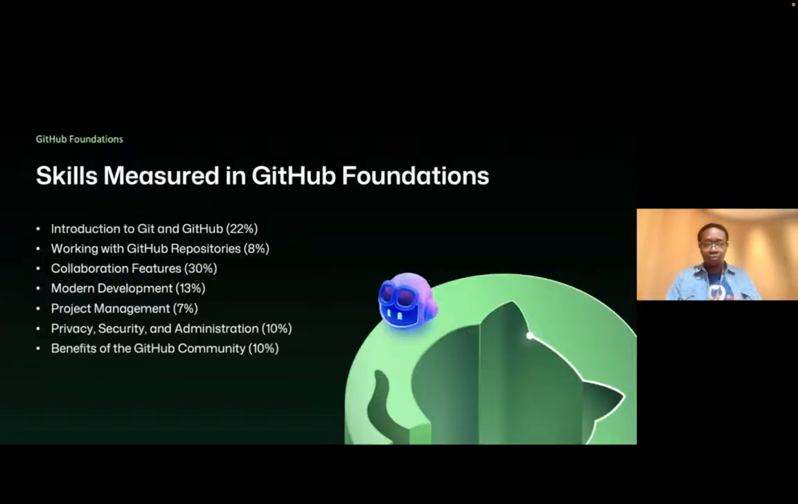Now, if we take a look at this very well, you will see that number 1 and number 3 together form about 52% of the entire score. So if you can do those two sections very well, you will likely ace the exam, right? So focus a lot on Git and GitHub, which takes about 22% of the entire mark, and collaboration features as well. This is really very important. So if you can ace those ones very well, and you get a little bit of some of the other ones, you are likely going to pass the exam.